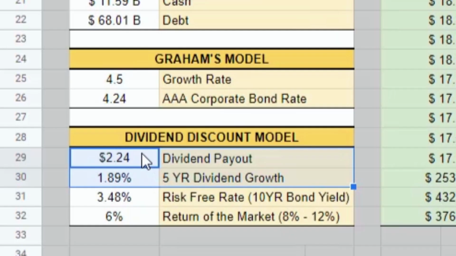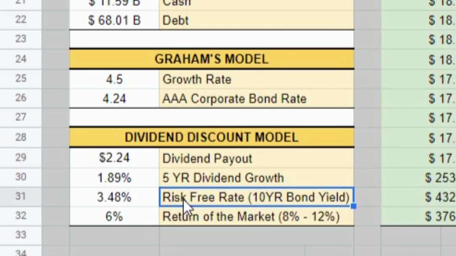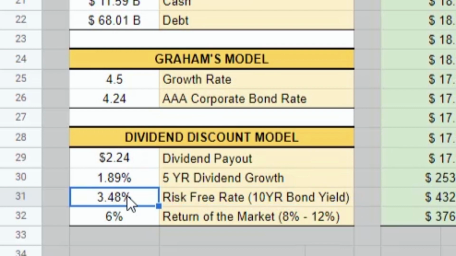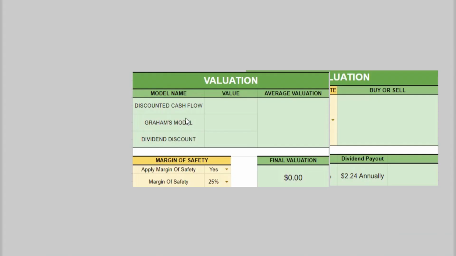So not too bad. Taking that, putting it into the dividend discount model portion, and then the risk-free rate is our 10-year bond yield, so put in 3.4%. And the return of the market, we're going to be putting in 6% here. Over the course of the next 5 to 10 years, we'll assume that the return of the market is going to be around 6%. So coming over here, our remaining yellow boxes, go ahead and apply a margin of safety, yes, and we're going to start with 25%.